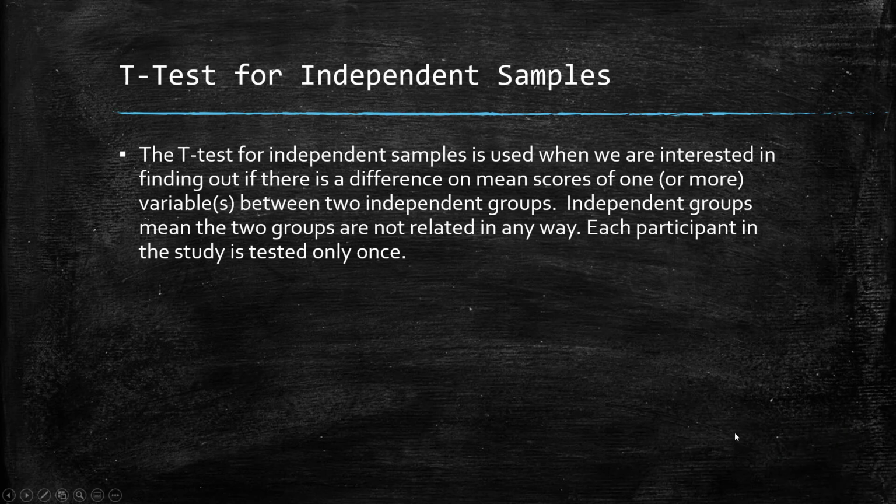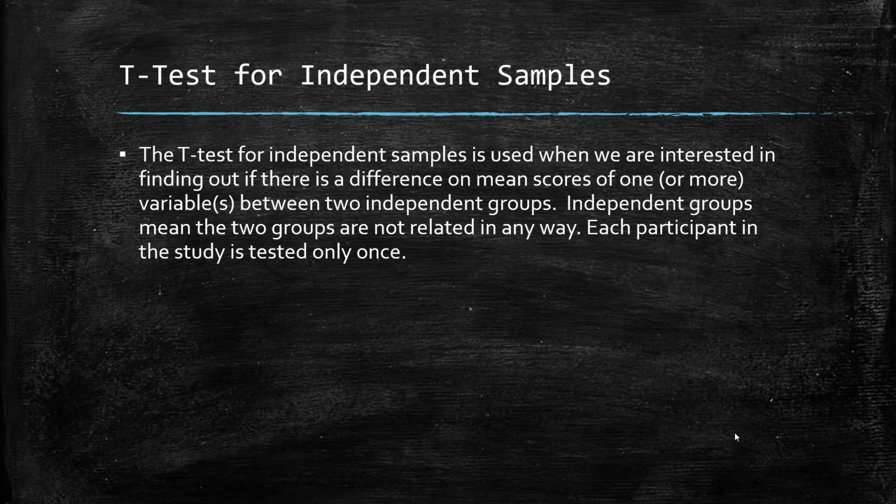There's basically 2 types of t-tests that we use in social work when we're doing our evaluations of our programs or practice. The t-test for independent samples is used when we're interested in finding out if there's a difference on mean scores of one or more variables between two independent groups. Independent groups means the two groups are not related in any way. Each participant in the study is tested only once.